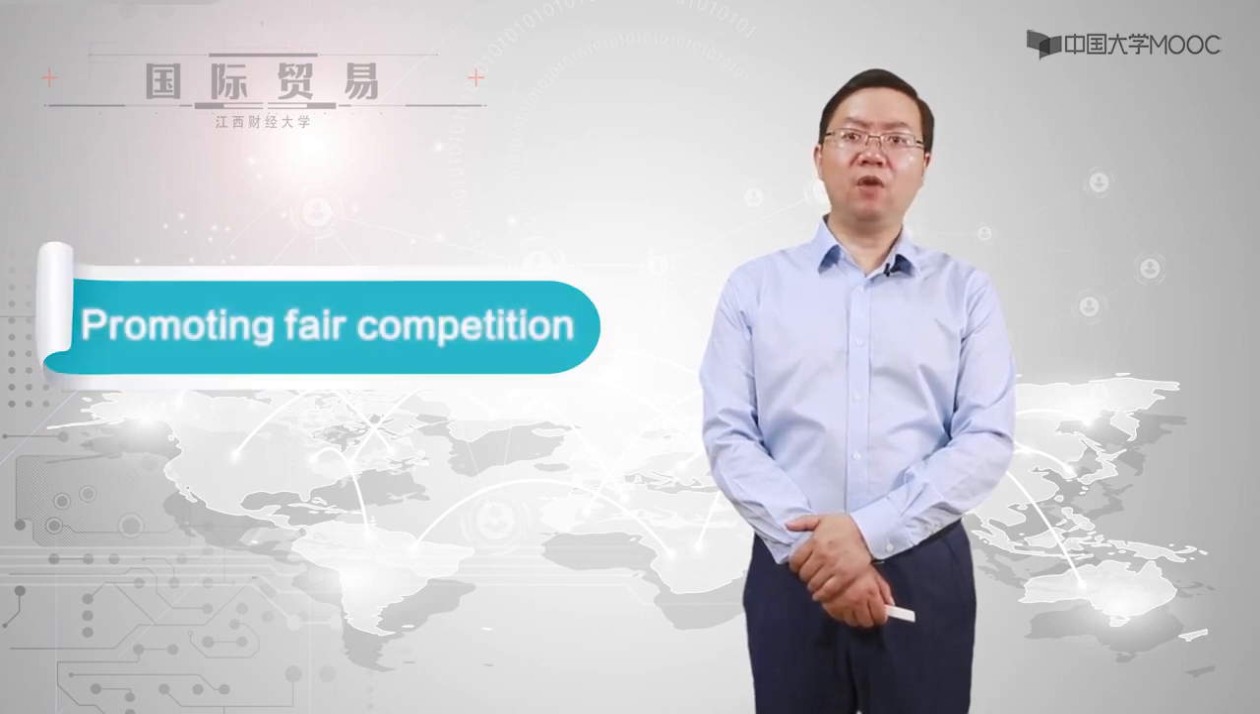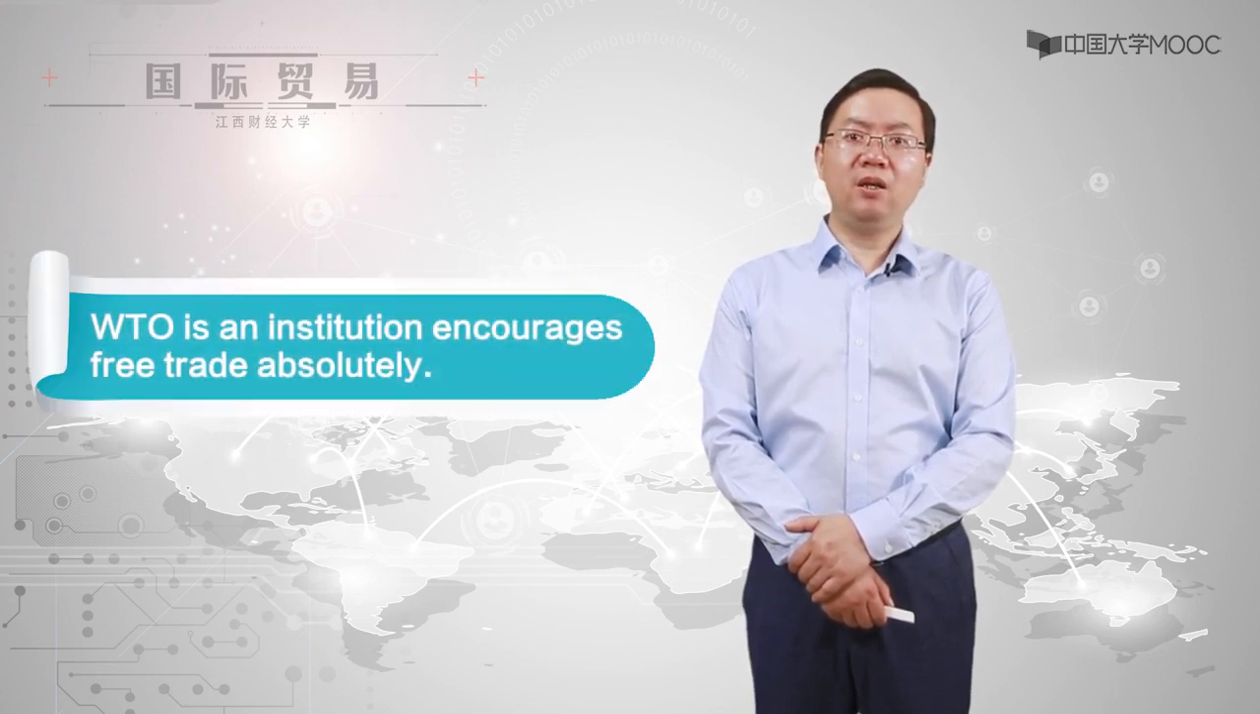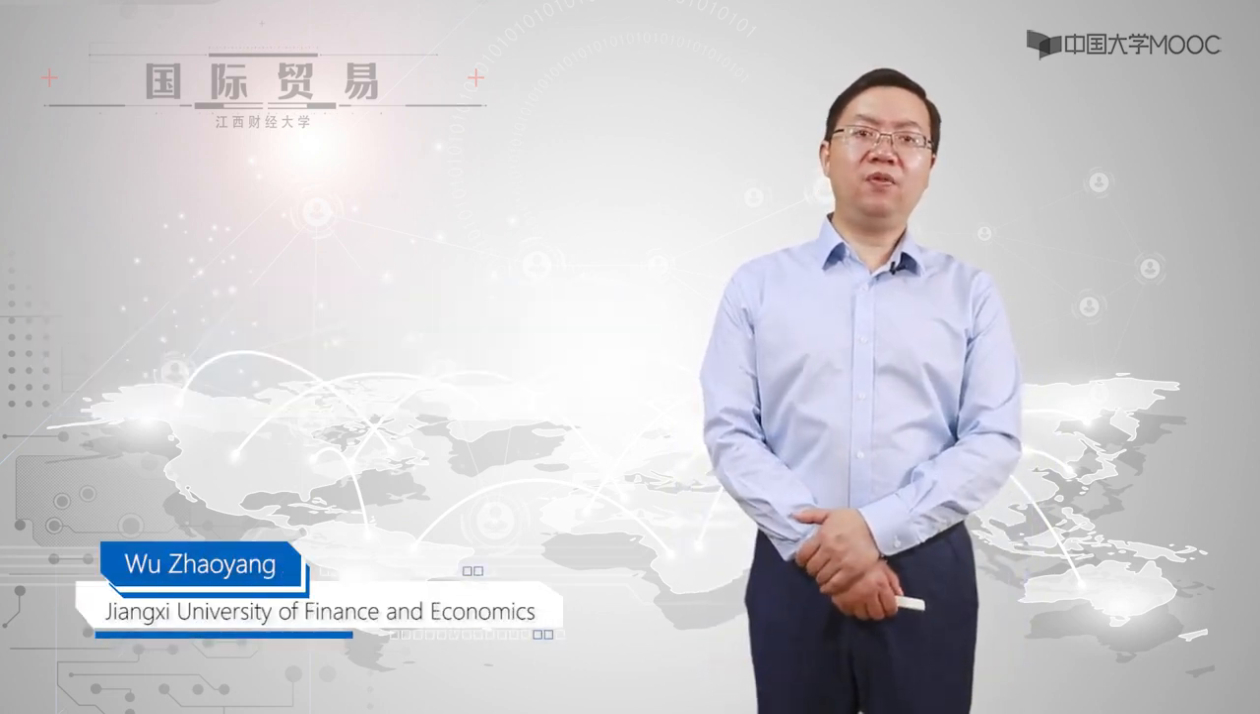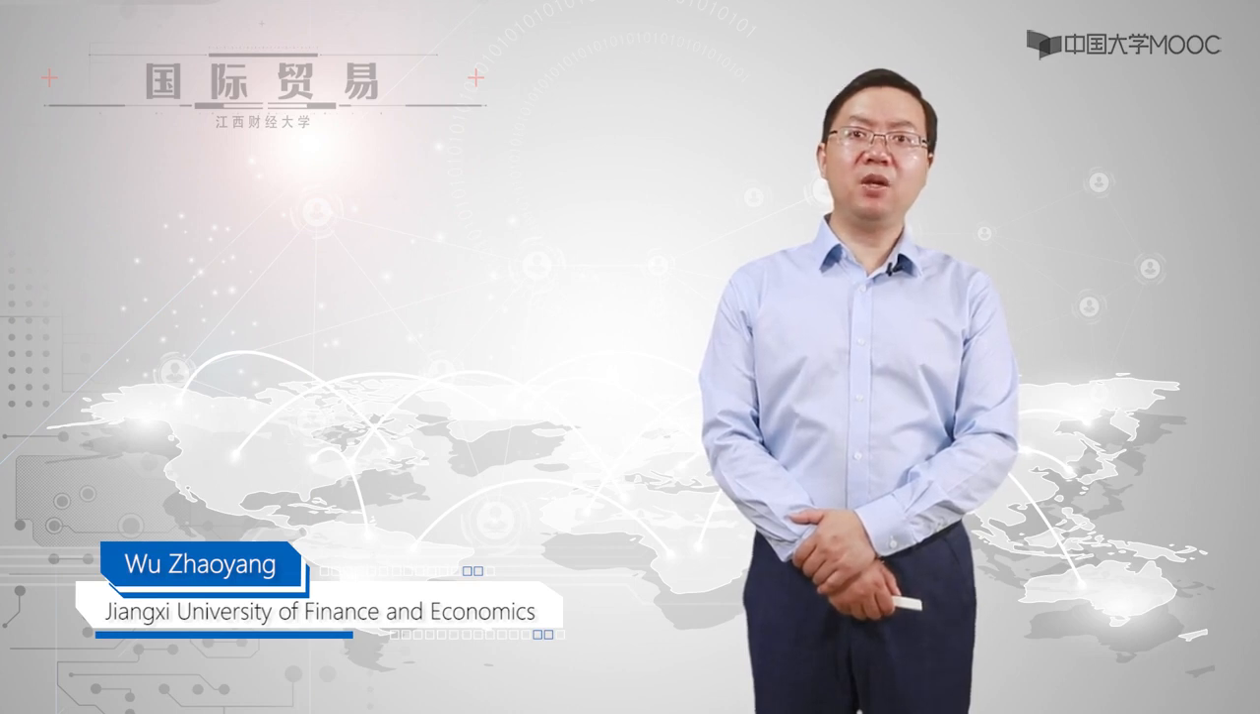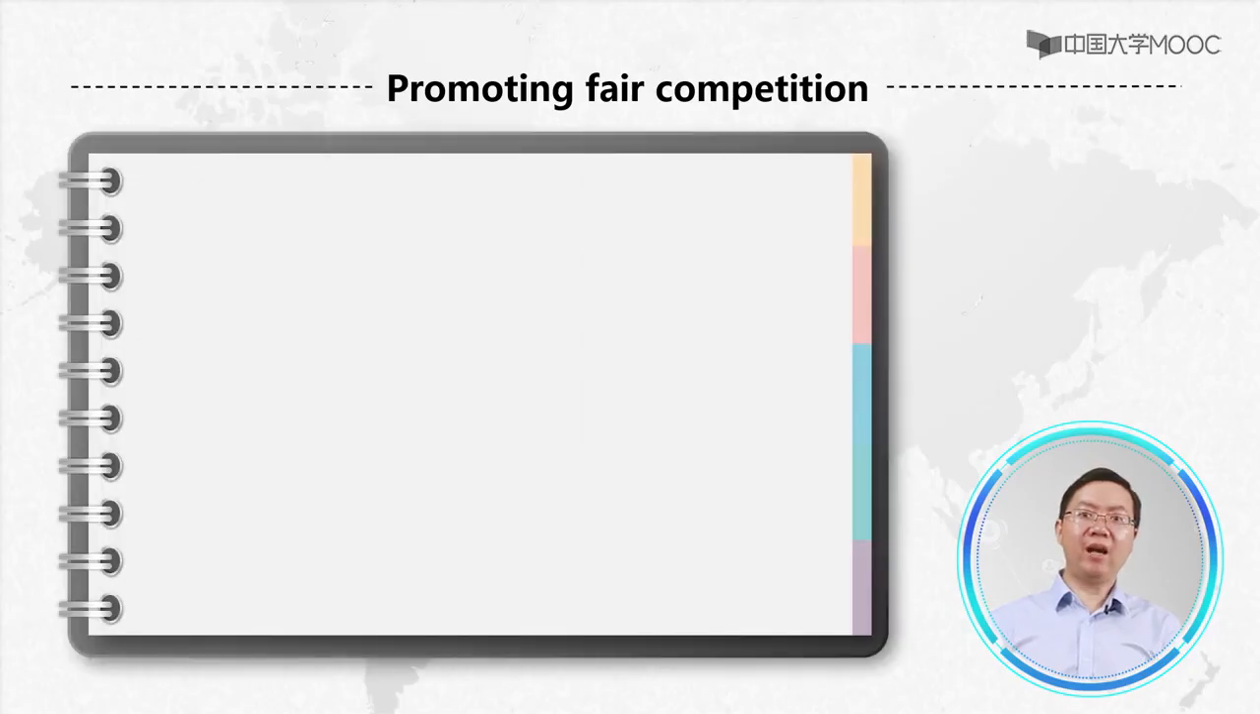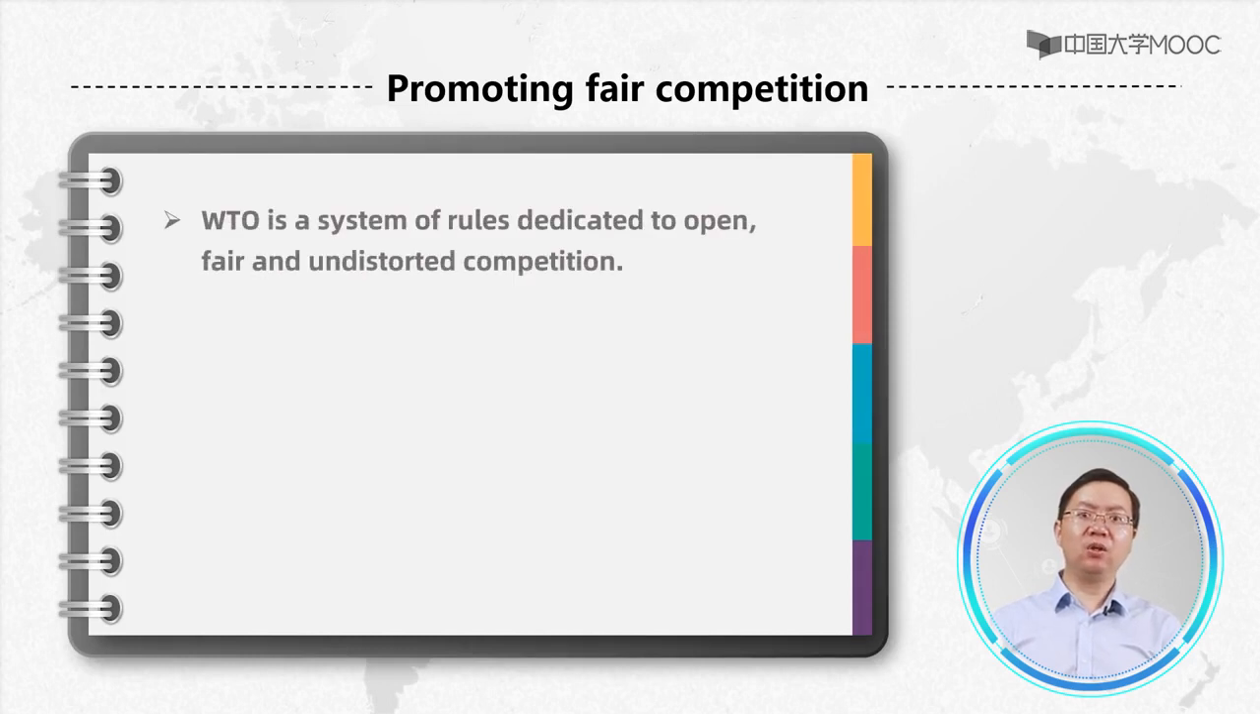The fourth principle here we will talk about is the principle of promoting fair competition. Somebody said that WTO is an institution encouraging free trade absolutely. Is it right? The answer is no. It's not entirely accurate. In fact, WTO does allow its members to use tariffs and in limited circumstances, other trade instruments to protect. More accurately, it is a system of rules dedicated to open, fair, and undistorted competition.